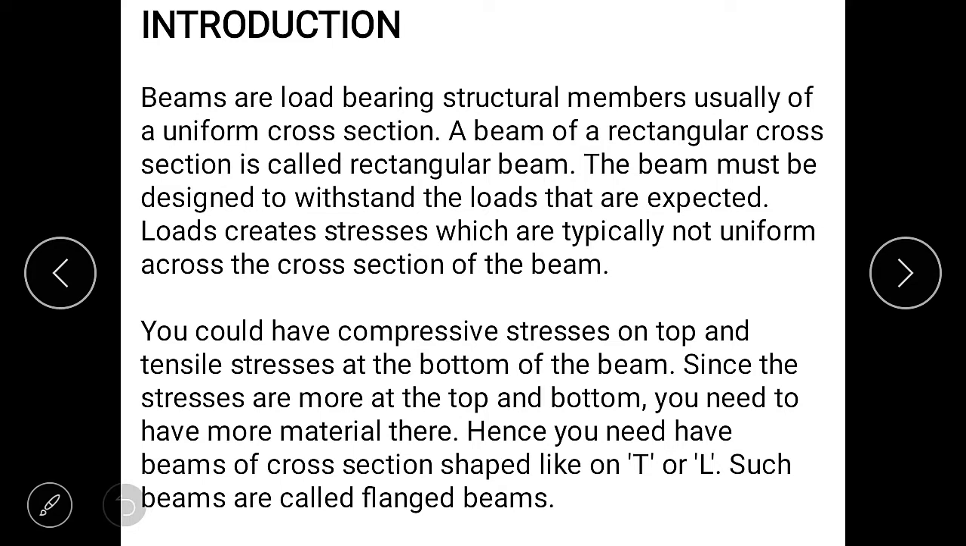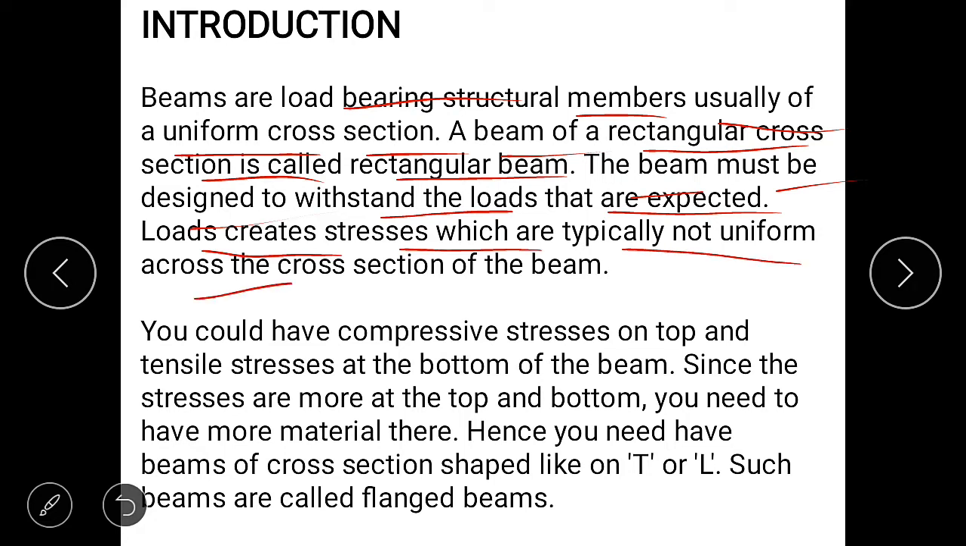Introduction: beams are load-bearing structural members, usually of uniform cross section. A beam with a rectangular cross section is called a rectangular beam, but the beam must be designed to withstand the loads that are expected. Loads create stresses which are typically not uniform across the cross section of the beam.